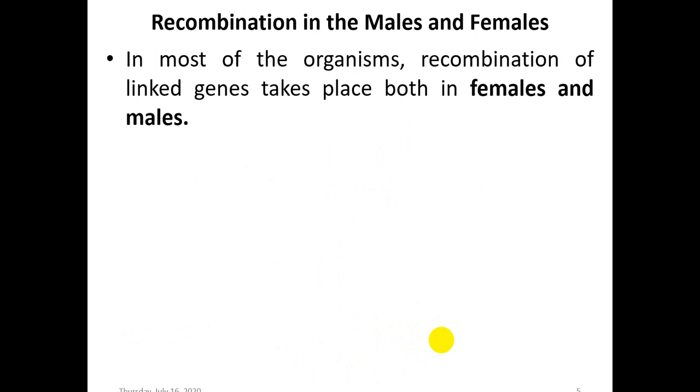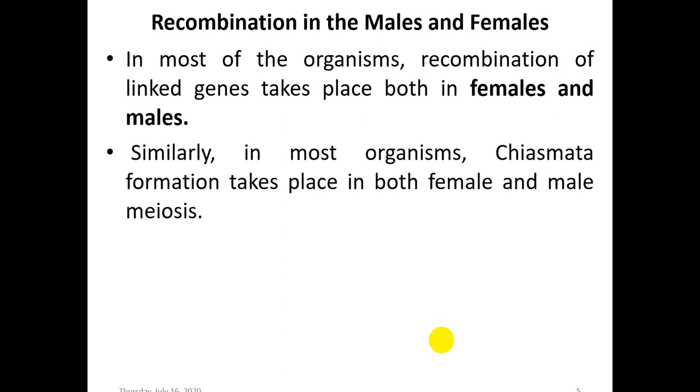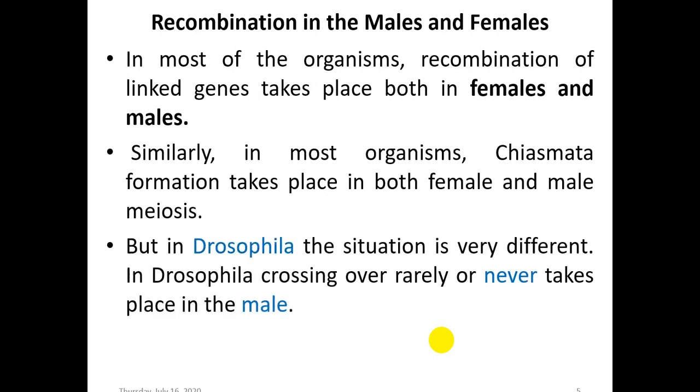So in most organisms, recombination of linked genes takes place both in females and males. I said more than one time ova, sperm, so it occurs in both sexes. Okay, this chiasmata, the plural, the single is chiasma, and chiasmata is the plural of it, occurs in both sexes.